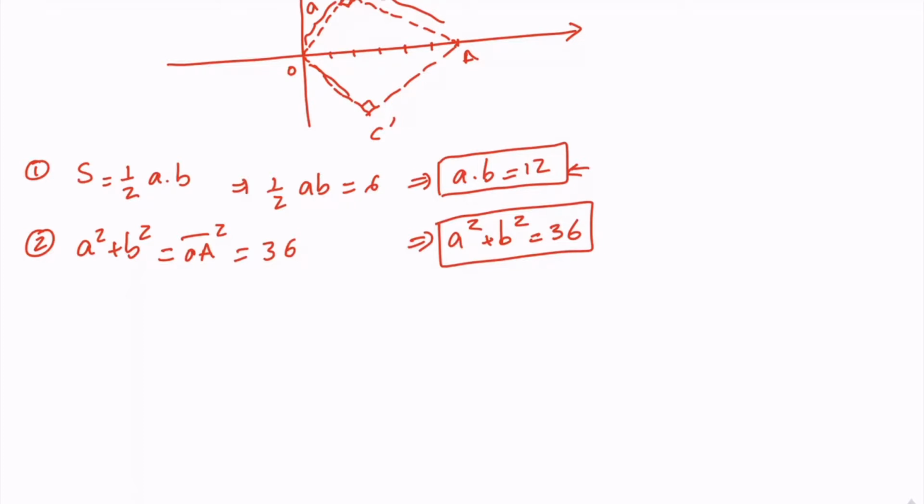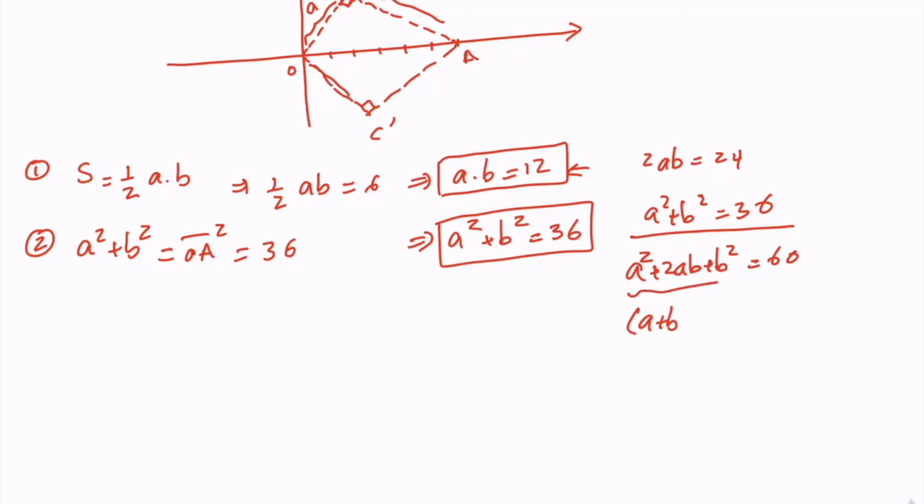So our first equation is the multiplication of two numbers, and the second equation is the sum of the squares of those two numbers. So if I find 2 times AB, 2AB will be 24, and A squared plus B squared is 36. So if I add these two together, I will have A squared plus 2AB plus B squared is equal to 60. And here we know that the left hand side is (A plus B) squared, and that is 60.